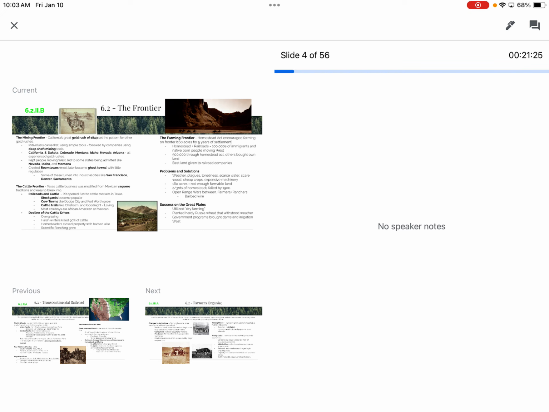Okay. That's a vocab term. We've already talked about this vocab term. So, 2 things. Well, the Homestead Act. Make sure you know that. We're going to go back to it.